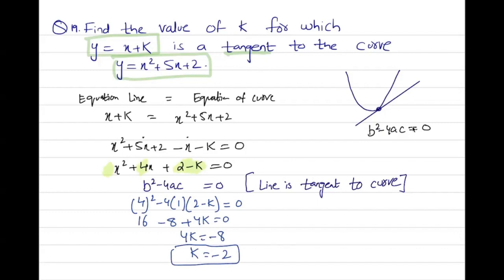Now, what is the meaning of this? If my k value is negative, we are done with the working of the question. Now I'm just explaining it to you in detail. If the value of k is minus 2, what is the equation of my line going to be? Would you agree that the equation of the line is going to be y equals x minus 2? And the equation of the curve is x squared plus 5x plus 2. If I were to solve these two equations simultaneously or draw the graph, I would see that this line is going to be the tangent to the curve. Let me show you.